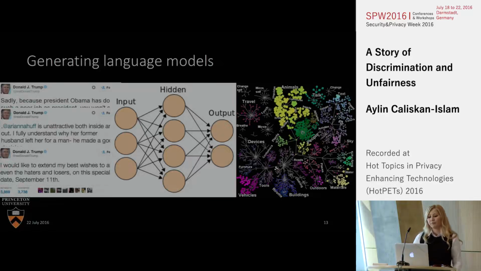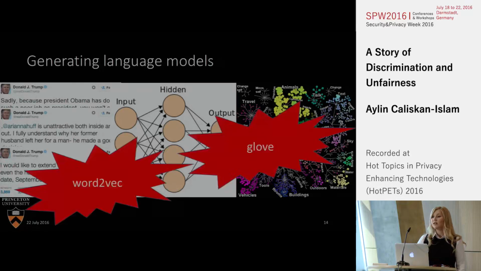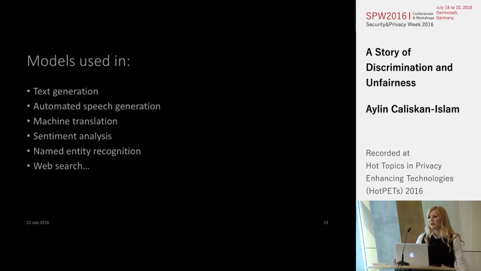In our case, we will focus on two language models, the ones generated by Google's Word2Vec and Stanford's GloVe, because these are the state-of-the-art, most effective language models that are being used out there. And why do we even care about these models? These are just words represented with numbers. These are used by billions of people every day, all over the internet or in applications. They're used in text generation or automated speech generation.